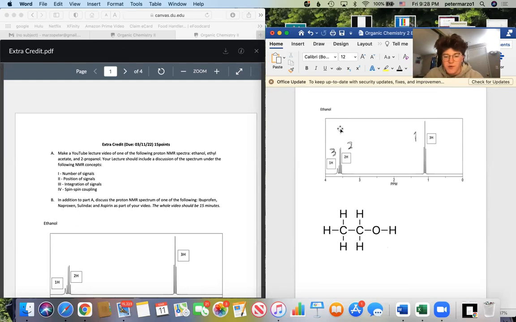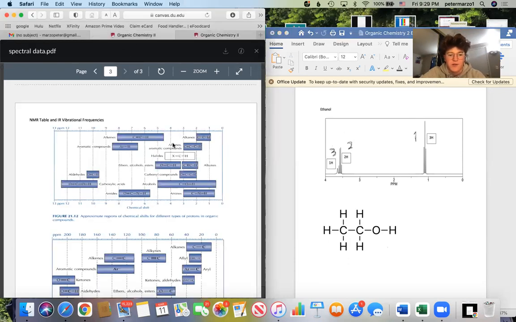So, since signal 3 is further downfield and the neighbor has no hydrogens connected to it, I would believe that this is an alcohol. In addition to considering our spectra data sheet, which shows that anything within this region of 1 to 4 ppm could be a hydrogen attached to an oxygen or an alcohol. Next, moving on to signal number 2, this is around 3.6 ppm, and it is a quartet, and it also has an integration of 2H.